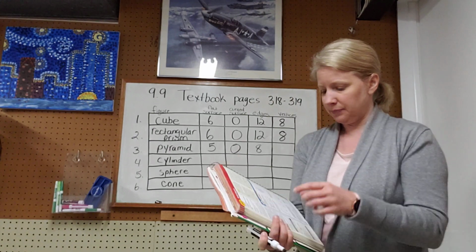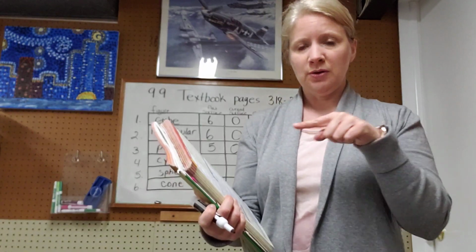And vertices. There's 1, 2, 3, 4 on the bottom, and then there would be 1 at the very tippy top. So there would be 5.